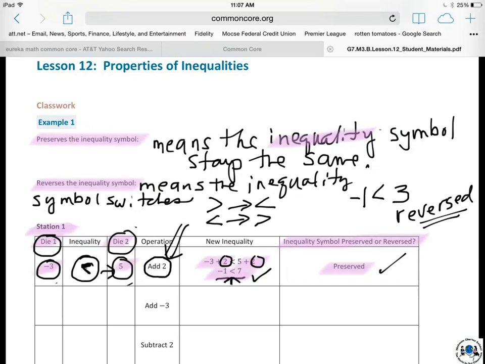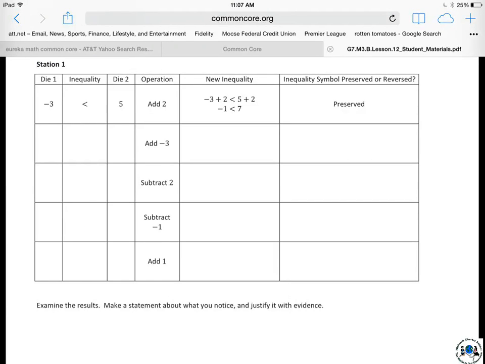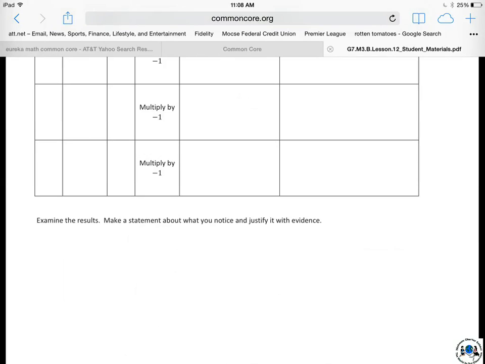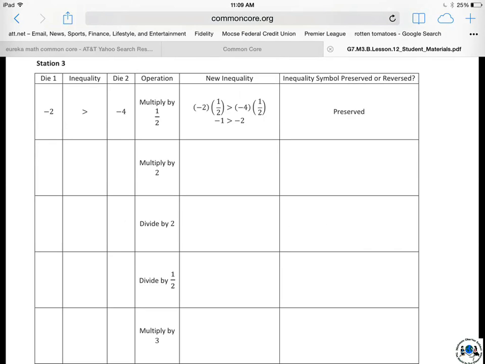Again, we are building inequalities here. So now we are going to start with station 1, and what I'm planning on doing is to go ahead and do a few of these with you. There are 4 different stations, like I said, and you can see them in your binder, but I'll just show you here. Now we're looking at multiply by -1 throughout in station 2. Seems to be the theme there. All multiplied by -1.